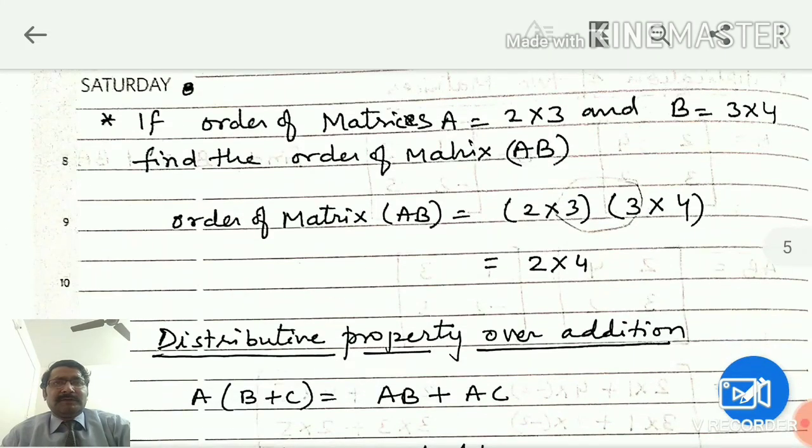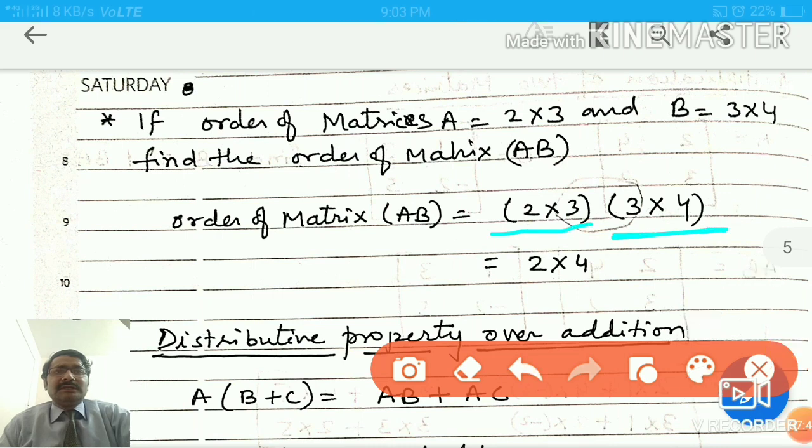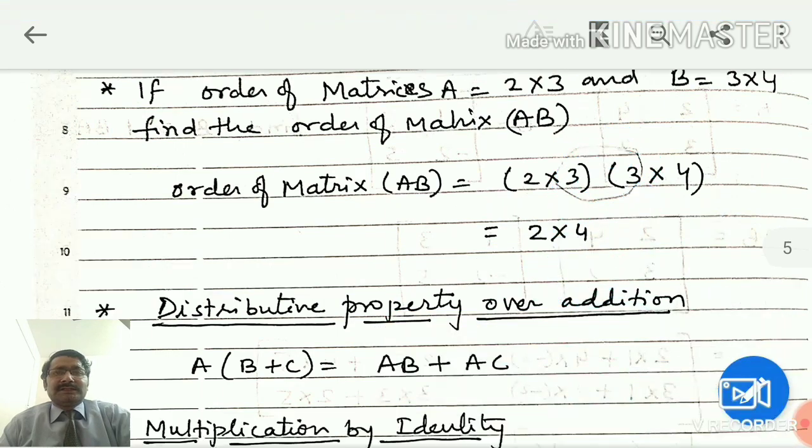Now look here, one example we will do. If the order of matrix A is given to you as 2 into 3 and B is 3 into 4, then what will be the order of AB? The order of AB will be 2 into 3 first, and second is 3 into 4. So 3 will cancel, and you get a 2 into 4 matrix.